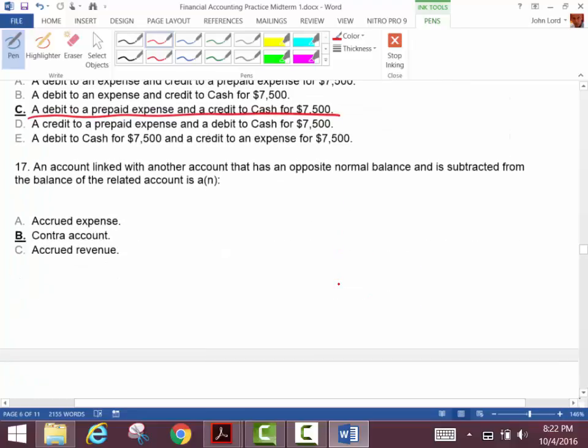An account linked with another account that has an opposite normal balance that is subtracted from the account is called a contra asset account. It was over here. We had accumulated depreciation going against equipment, didn't we? Accumulated depreciation is a classic example of contra. Contra means opposite, doesn't it?